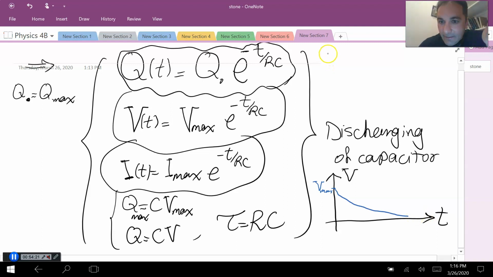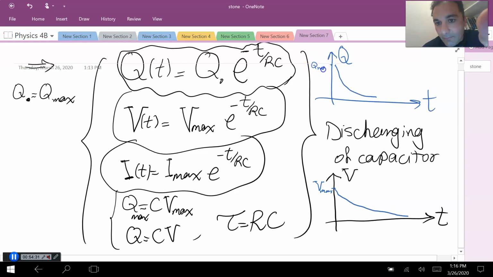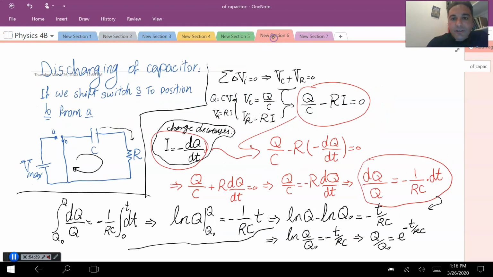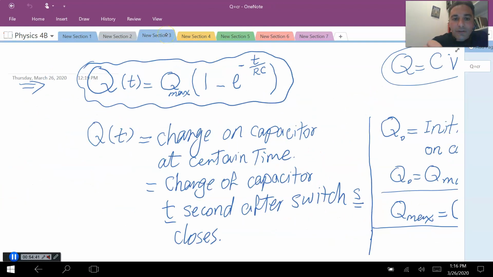The same way we have it for Q over time. It's again like this. It starts from Q max and goes to a very small amount. How is it for charging of a capacitor?